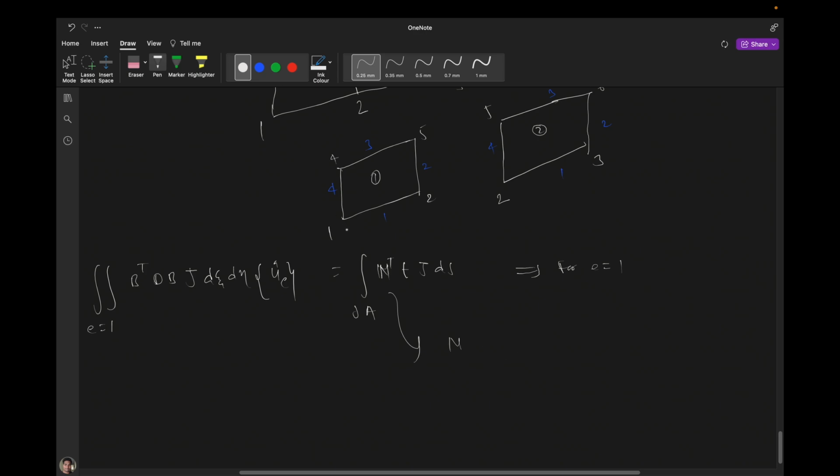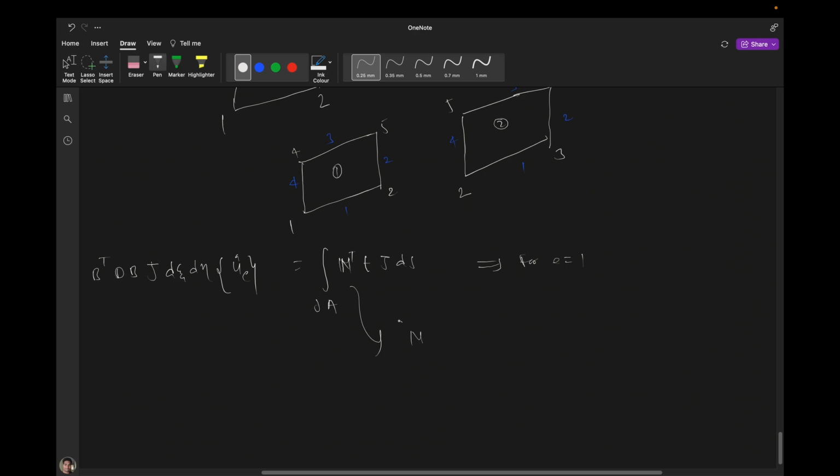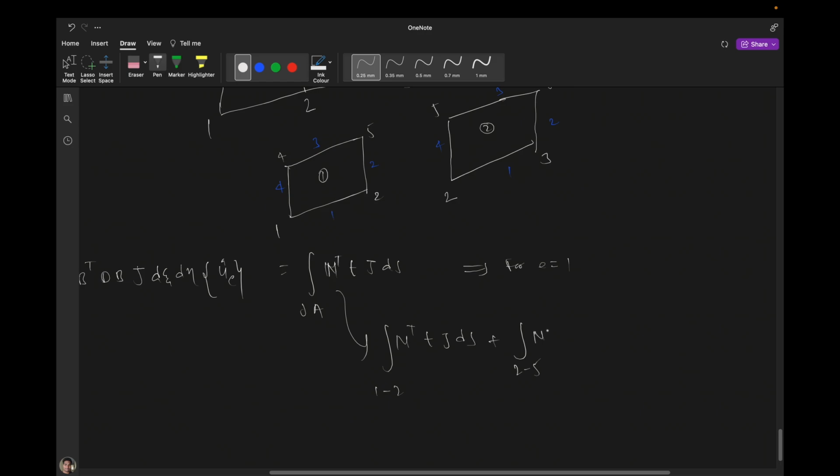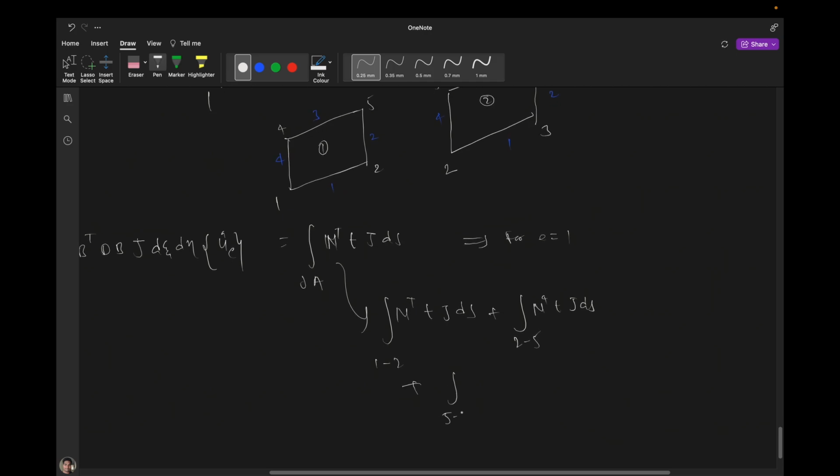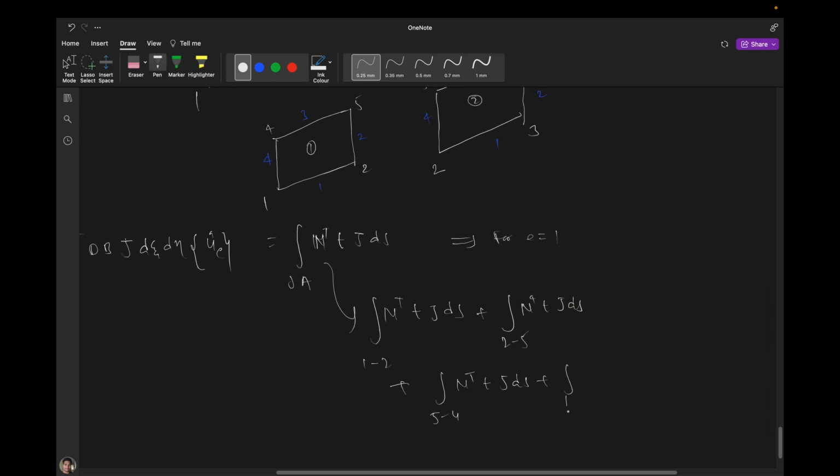for the whole path, I mean for path 1 to 2, 2 to 5, 5 to 4, which means that for this line integral the same shape function will run for path 1 to 2, then 2 to 5, then 5 to 4 and then 4 to 1.